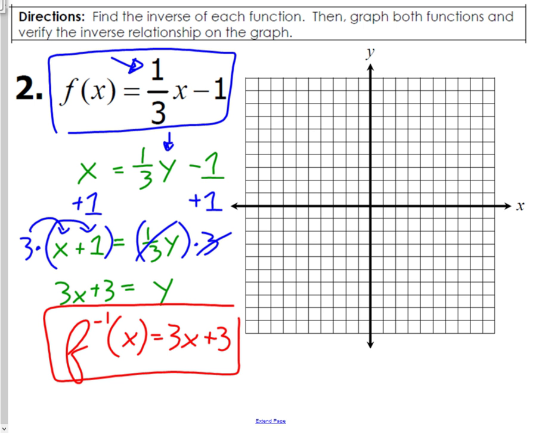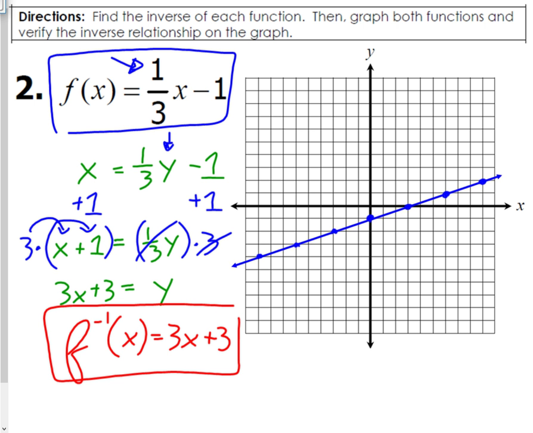So we can graph these again, just to double check that we did this all correctly. Let's start with the original in blue. It has a y-intercept at -1 and a slope of 1/3. So once again, we can go ahead and put those extra points in. And once you have points, you can connect the dots.